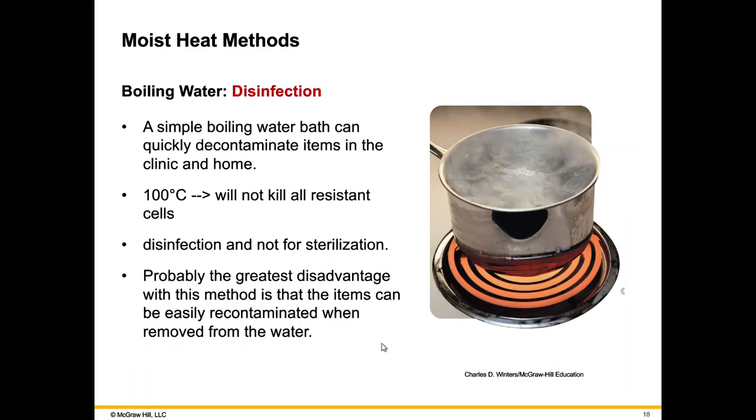Okay, so another method of moist heat is boiling water. So this is only disinfection, because again, it does not kill all cells. It will reach 100 degrees Celsius, boiling point for water, but it will not kill all cells. So it is disinfection and not sterilization.